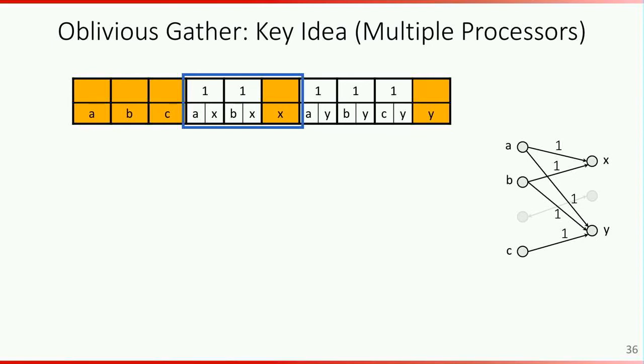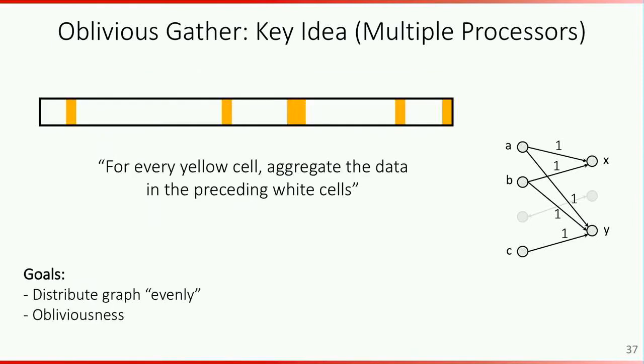Remember, at the end of an oblivious sort, we have a vertex preceded by all of its incoming edges. And in general, this problem looks like the following. You have an array of interspersed white and yellow cells.